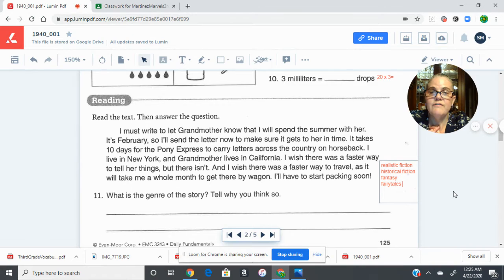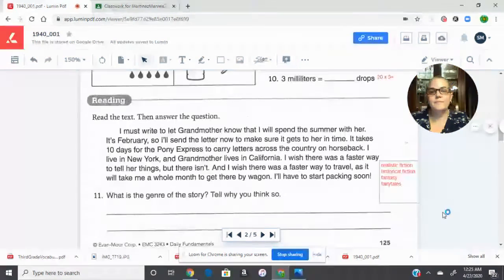So based on that information, what time frame, when do we think this story is happening? Realistic fiction, historical fiction, fantasy, fairy tale, what one do you think that is? Complete sentence.